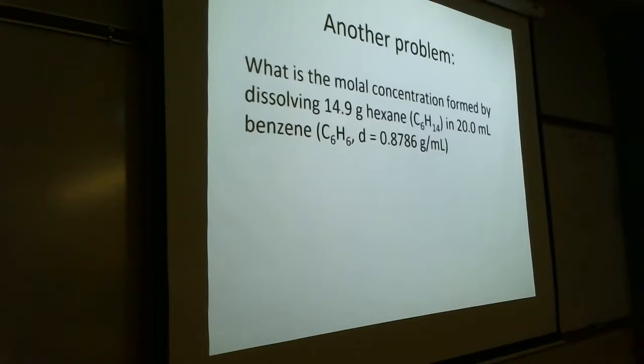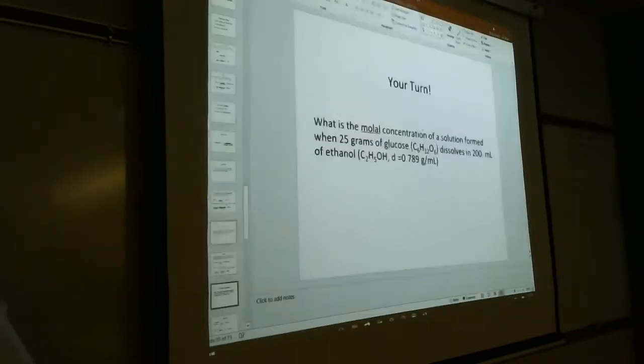Okay, do this one. What's the molal concentration formed by dissolving 14.9 grams hexane, which is C6H14, in 20 milliliters of benzene, which is C6H6. Benzene has a density of 0.8786 grams per milliliter. Let me pause the recording. I'll give you a chance to work.